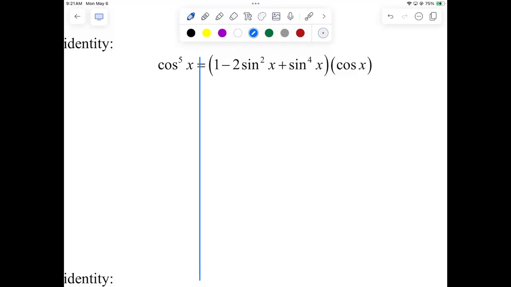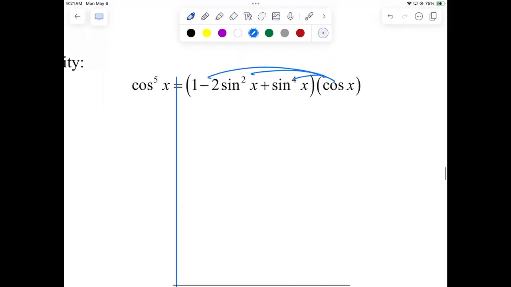Well, here's the deal. I would not distribute. If you distributed this cosine, you're kind of polluting all that stuff there. In fact, here's what you want to do. You want to realize that you already have one factor of cosine available. You need to end up with 5 factors of cosine. So what we really need to prove here is that this here is equal to cosine to the 4th of x. Does that make sense? That's what I need to prove. So I'm going to leave the cosine out and try to prove that. How can I prove that that's equal to cosine to the 4th of x?